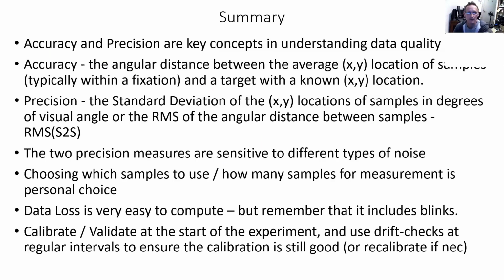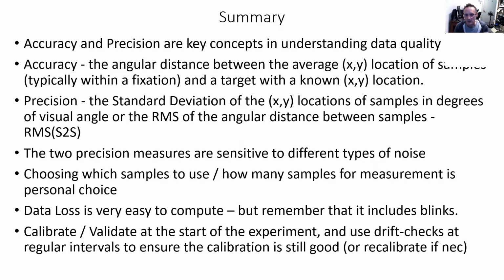Okay, I'm running slightly out of time, so I'm going to zoom through this. To summarize, accuracy and precision and data loss are key concepts in understanding data quality. We can define accuracy as the angular distance between the average X and Y locations of a bunch of samples, probably a fixation, and a target with a known X, Y location. Precision is typically measured in 2 ways: either the standard deviation of those samples or the root mean square of the angular distance between consecutive samples. They're slightly different in what they're measuring. The big choice that there's no easy answer to is what samples you compute these metrics over. But that's a personal choice.